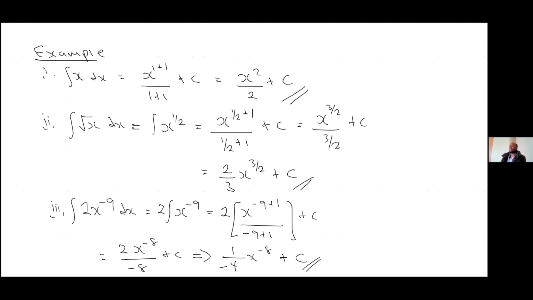I'm going to go to the next video, which is going to be the square rule. That's the third rule of integration. We'll talk about the square rule.